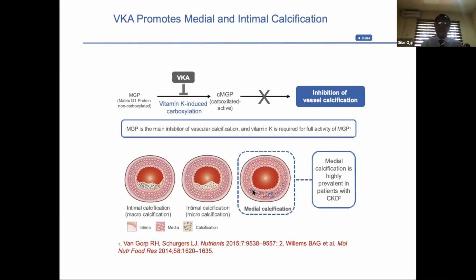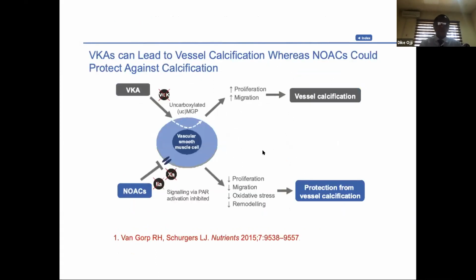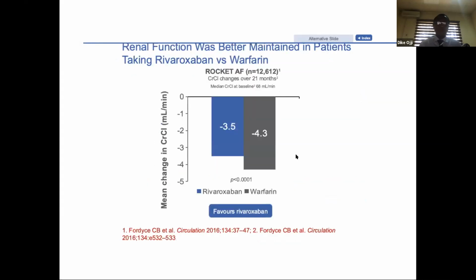So with time, it has been found from studies that patients that are on VKAs will ultimately develop calcification of the vessels, especially renal calcification. Now, VKAs also have been associated with acceleration in acute kidney injury and chronic kidney disease. And this also has to do with the pathophysiology of what I explained earlier. And on the contrary, the NOACs have been found to reduce proliferation of the small vessels, oxidative stress, and even remodeling. So they might have some protective effect on the vessels compared to warfarin.